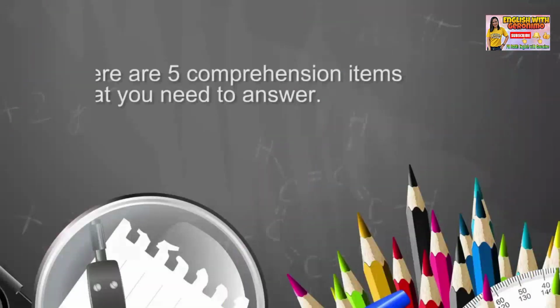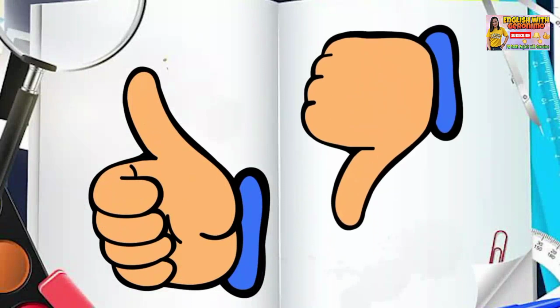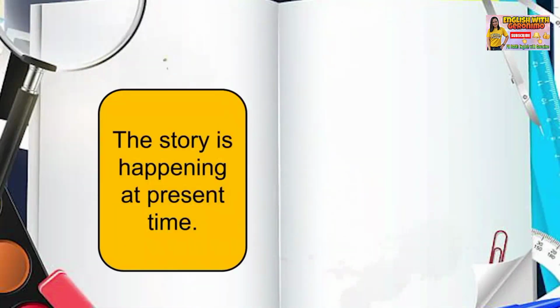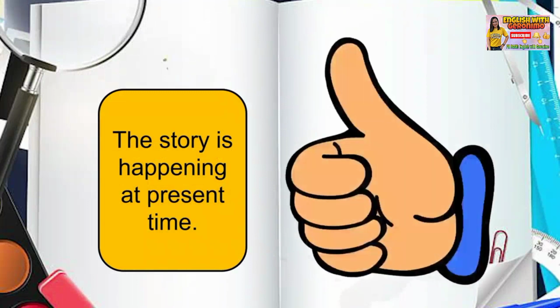Here are 5 comprehension items that you need to answer. Do a thumbs up if you think the statement is correct, and a thumbs down if it is not. The story is happening at present time. If your answer is a thumbs up, then you are correct.